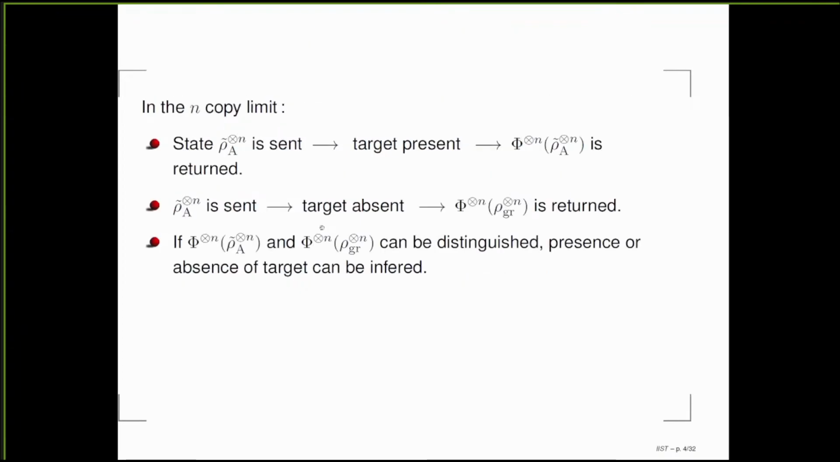Now let us go to the n copy limit. If you have n copies of the sent state, so you have the state rho tilde tensor n sent, then if the target is present, you get phi acting n times on the n tensor state, and similarly in the absence of the target, phi tensor n of rho tensor n of the ground state is returned. And if you're able to distinguish between phi tensor n of rho tilde tensor n of A and phi tensor n of rho tensor n of the ground state, then we can infer presence or absence of the target. So it's a straightforward extension of the single copy illumination problem to the n copy limit. So this is scenario 1.